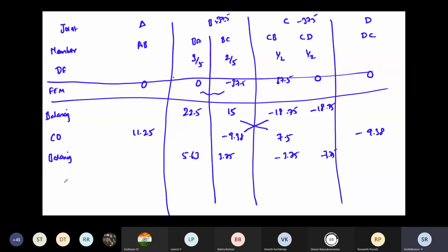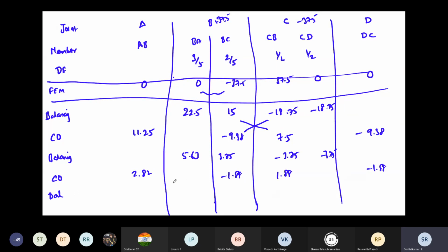Right? So if you are balancing, what you have to do? You have to carry over. 5.63 will carry over to 2.82. Then minus 3.75 will carry over as minus 1.88. This is 1 plus 1.88. This is again minus 1.88. So again, it's a 2 kilonewton meter. It's a somewhat difference. I just want to make a point in terms of carryover.